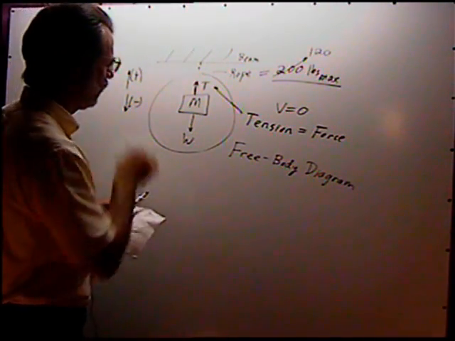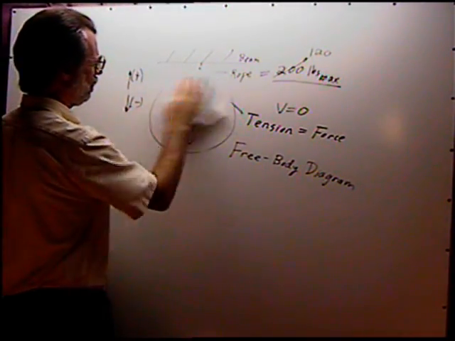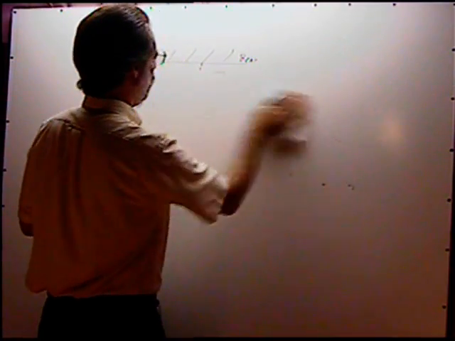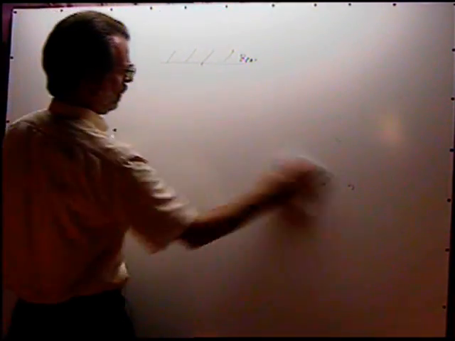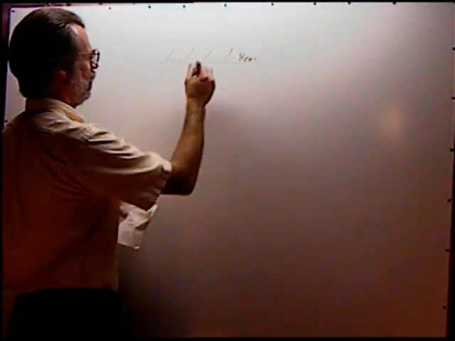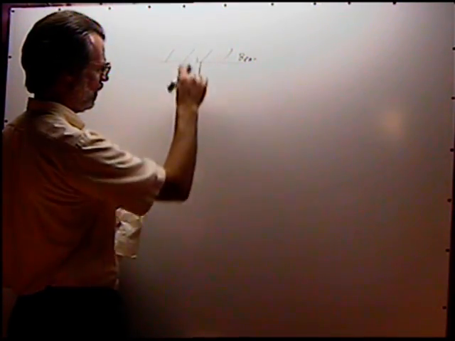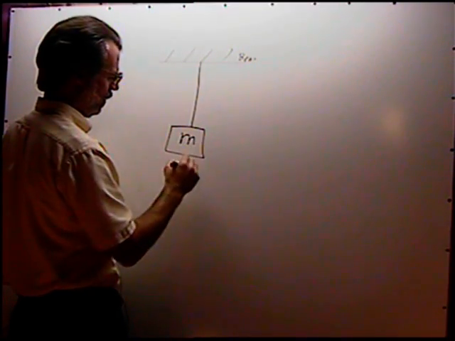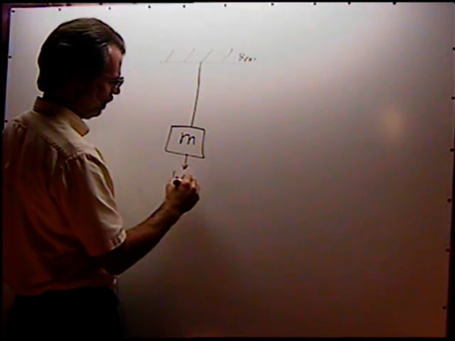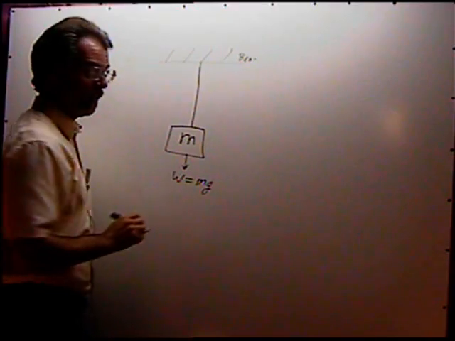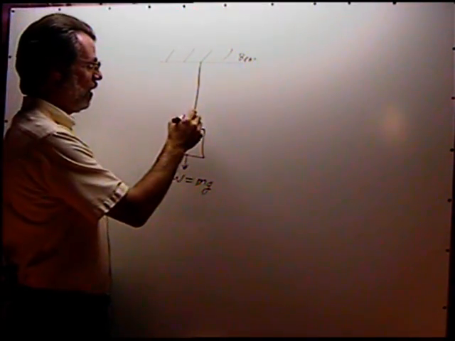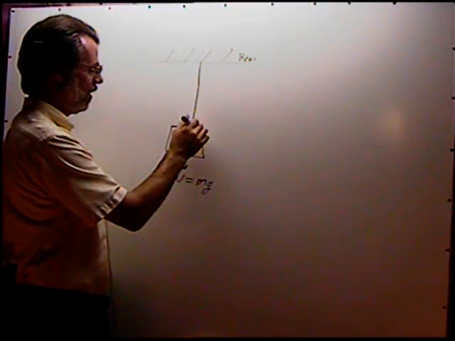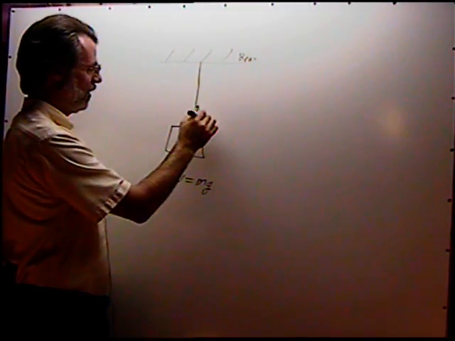Suppose here's the rope. I'm going to expand the rope. Here's the mass with the weight acting down. Now, we know that there's a tension in this rope acting up. Tension in the rope acting up.